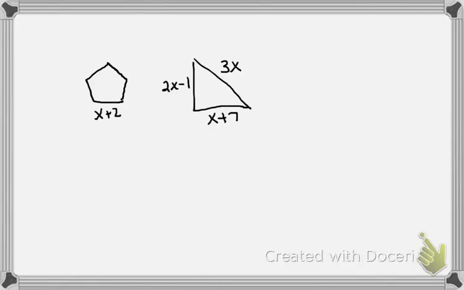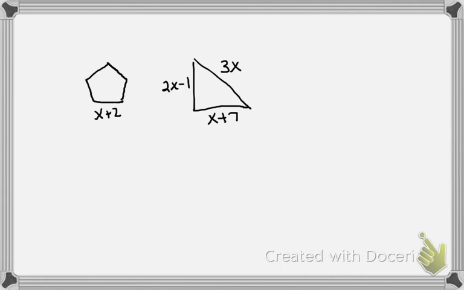Alright, so sometimes they're asked about setting two figures equal to each other. So we have two figures here, a pentagon and a triangle, and we want to know when their perimeters are the same. So what value goes in for x to make these guys have the same perimeter?